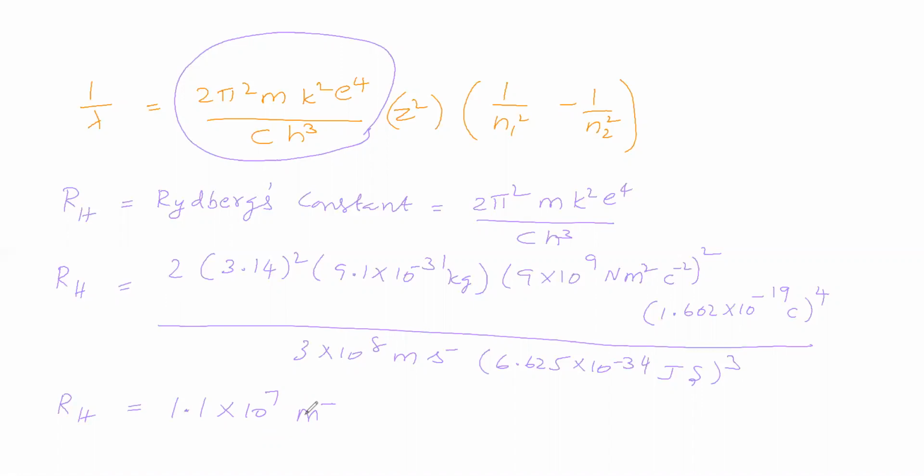So how are we getting per meter? That we will check now. Those units we will take and check whether we are getting per meter or not. Okay. So the Rydberg's constant formula we will take and check whether the unit is per meter or not. What is the Rydberg's constant formula? That is 2 pi square m k square e power 4 by ch cube. Now we will check the unit alone.